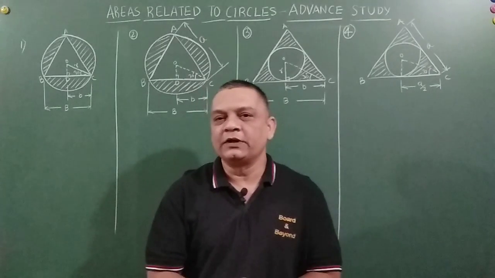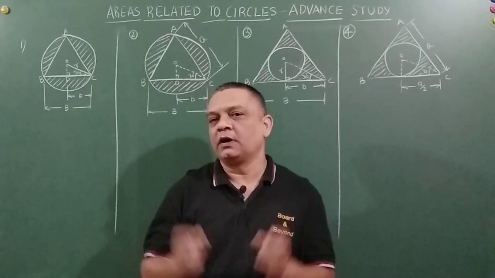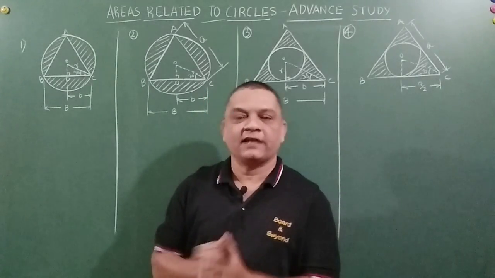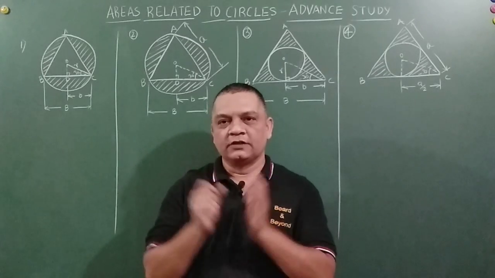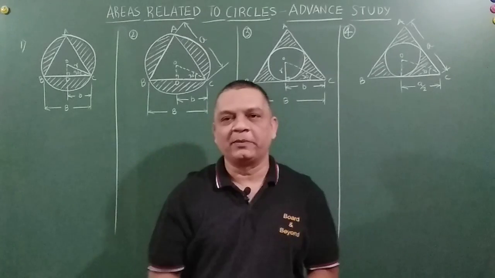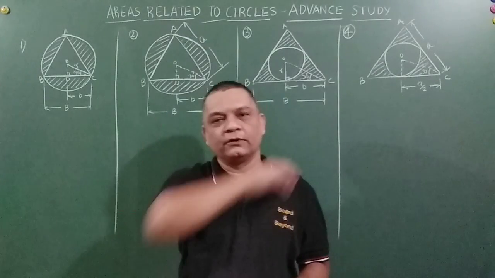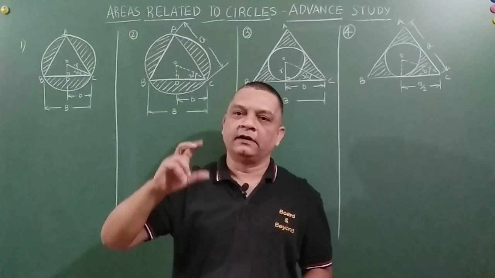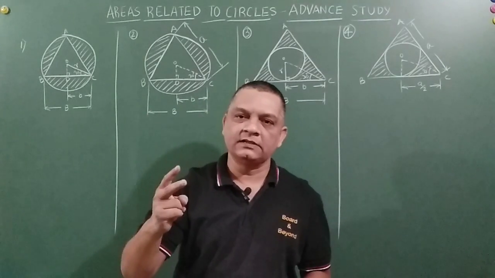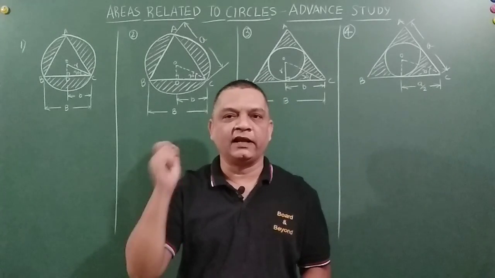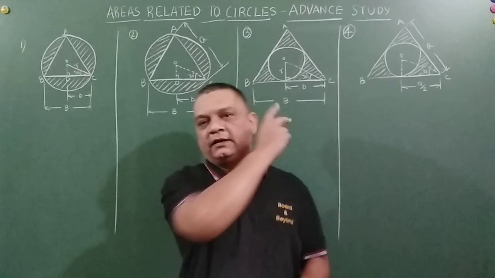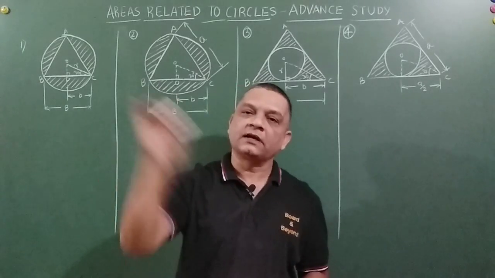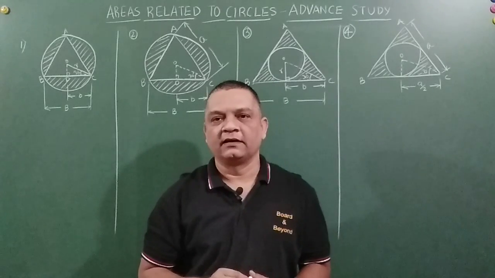So friends, what we are going to learn today is a little bit of advanced study on areas related to circles, right? On the board you might be seeing 4 figures: 1, 2, 3, 4. What I have done here is drawn 2 inscribed circles, that is, a circle inscribed in an equilateral triangle, and these 2 are circumscribed, that is, the circle is circumscribed around an equilateral triangle, right friends?